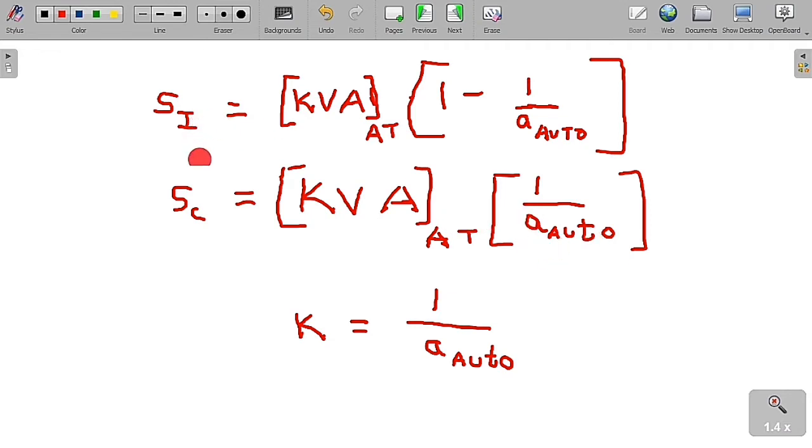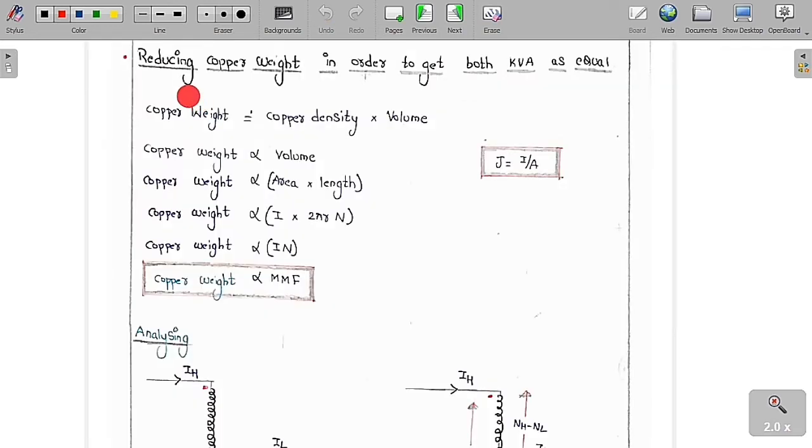So if we add the inductive power and conductive power, we get the kVA rating of the auto transformer, and the transformation ratio is the inverse of the turns ratio of the auto transformer. Turns ratio of the auto transformer is equal to VH by VL is equal to NH by NL is equal to IL by IH, whereas K is the inverse of this. So we get VL by VH is equal to NL by NH is equal to IH by IL. Now we are going to discuss some more important things regarding the auto transformer.